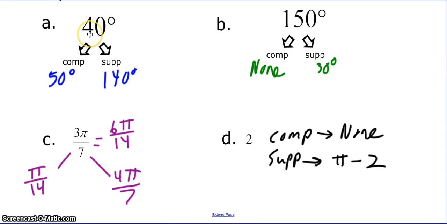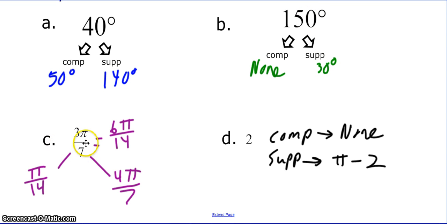Okay, so for 40 degrees, we want to think, okay, well, 40 plus what equals 90? So 40 plus 50 equals 90, so the complementary angle is 50 degrees. The supplementary angle is 140 degrees because 140 plus 40 is 180 degrees. For 150 degrees, there is no complementary angle. Nothing plus 150 equals 90. That is a positive angle. So again, that's why that definition of two positive angles is important. 150 plus 30 is 180 degrees, so that is the supplement.